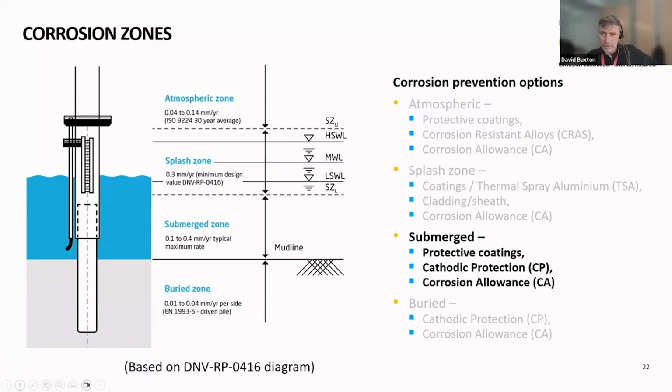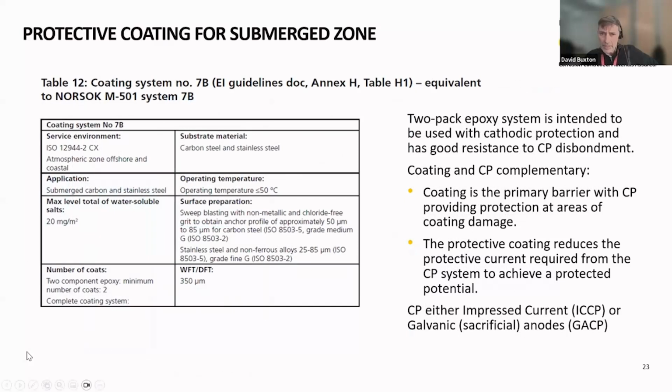If we could go to the next slide. Again, an example of the type of coating: a two-pack epoxy system is often applied, with maybe a maximum thickness up to about 350 microns.